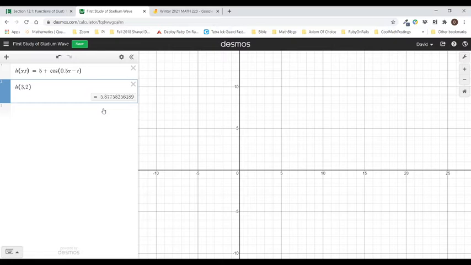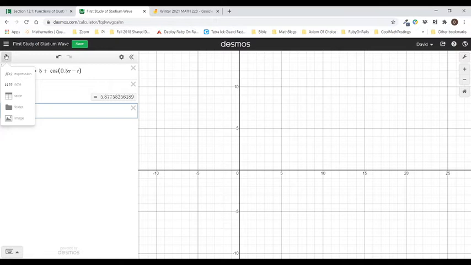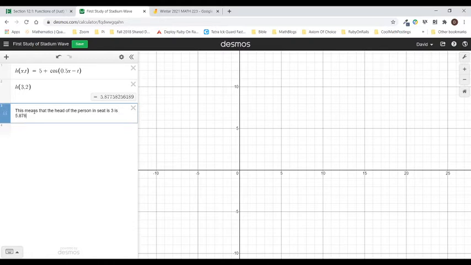This is 5.8777 something. What I'd like to do is annotate this. So I'm just going to go to the plus sign and add a note. And I'm just going to say, this means that the head of the person in seat 3 is 5.878 feet high 2 seconds after the wave began.